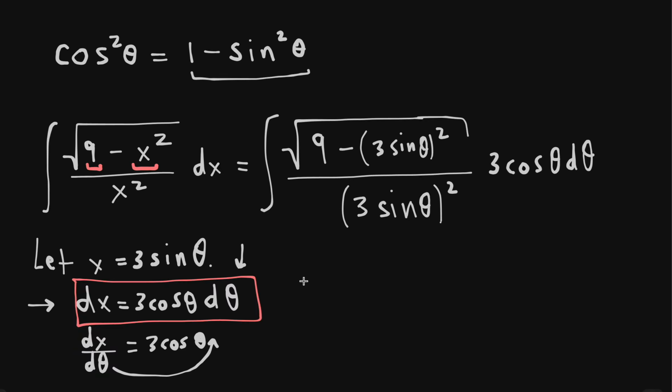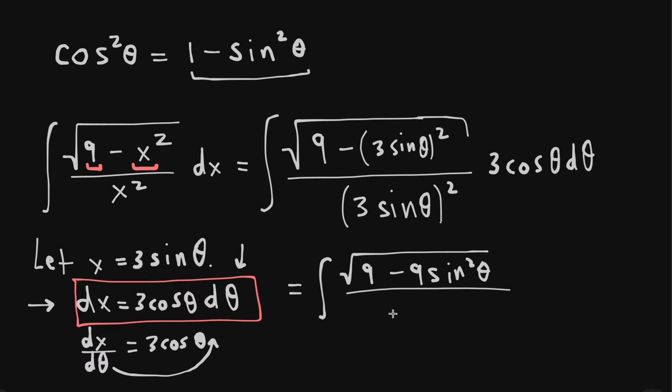Okay, so now let's simplify as much as we can. So if we square everything that we've substituted, we'll get 9 minus 9 sine squared of theta. And then on the denominator, we're going to have 9 sine squared of theta. And then this still will be here, the 3 cos theta d theta.